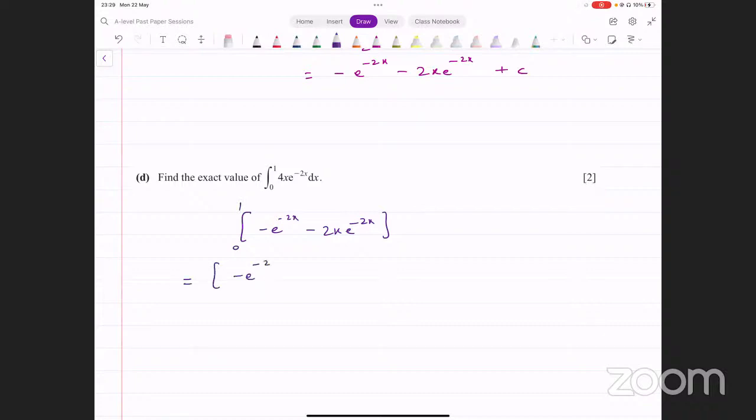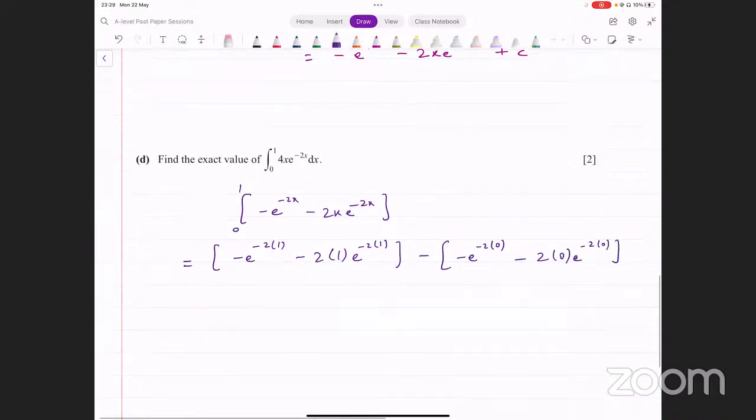माइनस e raised to power minus 2 into 1, that's just minus 2 minus 2 into 1 into e raised to power minus 2 into 1. Subtract from this the case when you input 0. अब इसको 0 नहीं कर देना सीधा, because first term देखें 0 नहीं हो रही. That's just minus e raised to power minus 2 into 0 minus 2 into 0, ये 0 हो जाएगी, into e raised to power minus 2 into 0.